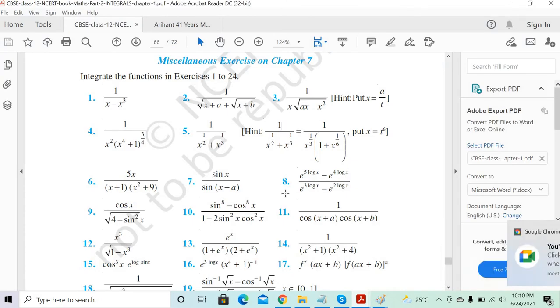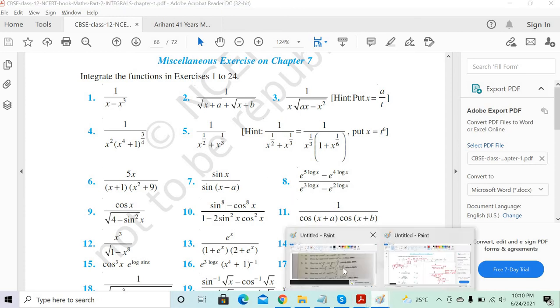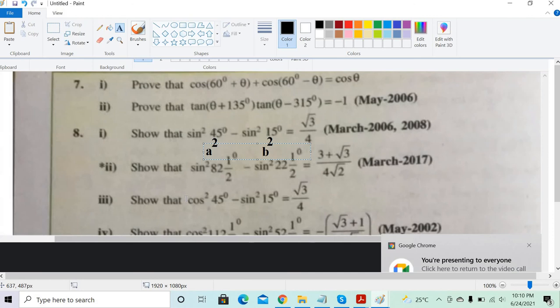Vijay, you are getting it? Third question. Yes, I'm getting it. Excellent. Superb. So a square minus b square, so you take it as sine 82.5 degree minus sine 22.5 degree into sine 82.5 plus sine 22.5.